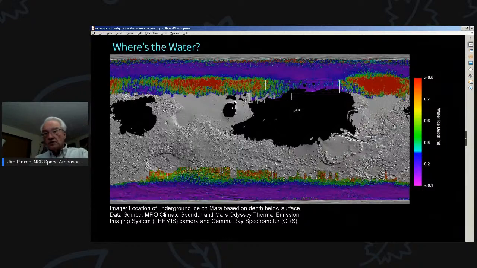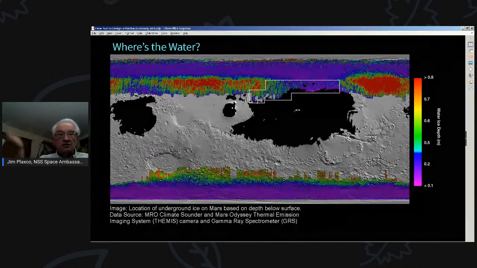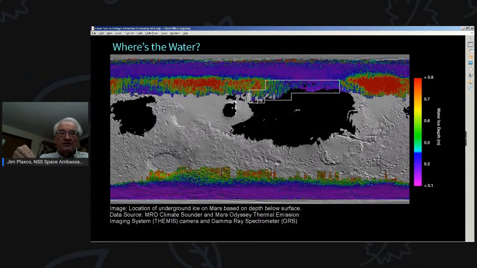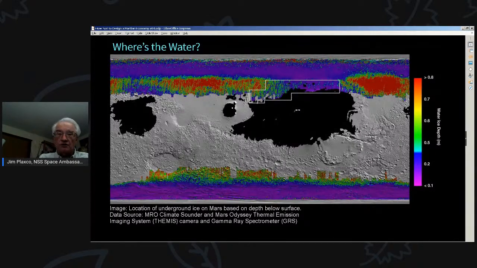Now, obviously, water is going to be a key resource because of its multitude of uses. So cheap, easy access to water is a priority. But where is the water on Mars? This graphic shows the location of subsurface water ice, with the color indicating the distance below the surface where the ice starts. The particular paper from which this chart is pulled shows the area in the white rectangle as being an ideal location for accessing the subsurface ice on Mars.